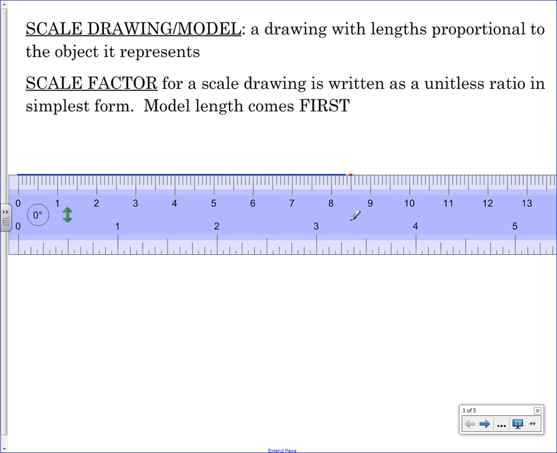Okay. So that's how you use it, right? And if you're on inches, you just flip it around. Same concept.